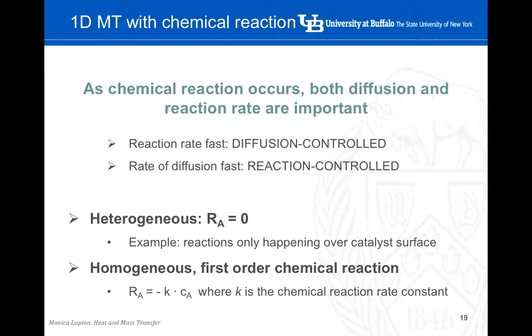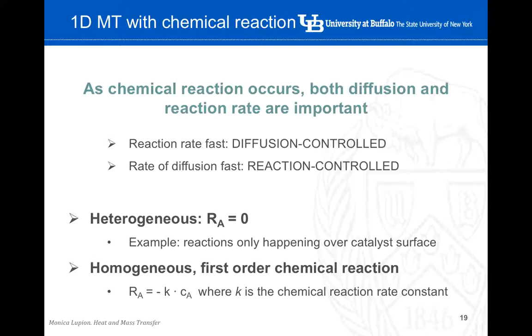Most of the cases, when we can consider heterogeneous reaction, the general equation is simplified because, as I mentioned, we don't consider the influence of the chemical reaction in the general equation, but more like a boundary condition. So if there is a case of heterogeneous reaction, we can consider that this term here, R_A, is equal to 0. And one good example of this heterogeneous reaction is when the reactions are happening over the surface of a catalyst.